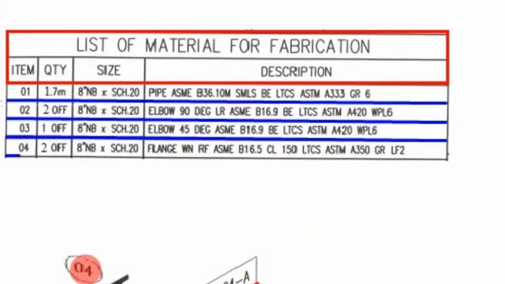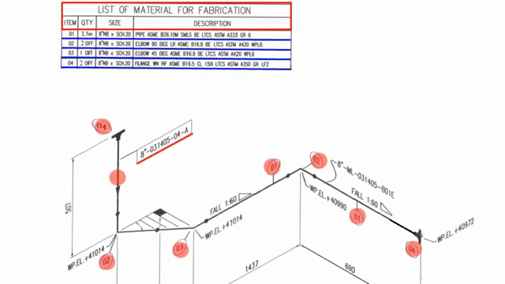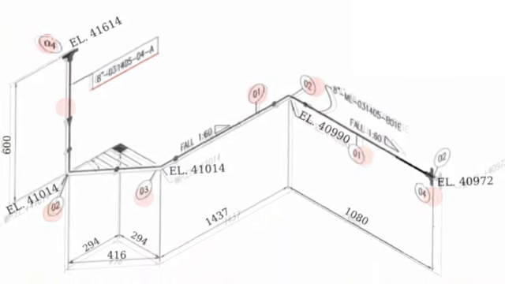Item number 4, the quantity is 2 off, size is 8 inch, schedule 20, flange, weld neck, raised face, ASME B16.5, class 150, low temperature carbon steel material, ASTM A350. The bill of materials lesson is completed. Now, let's learn how to calculate pipe slope in piping systems.